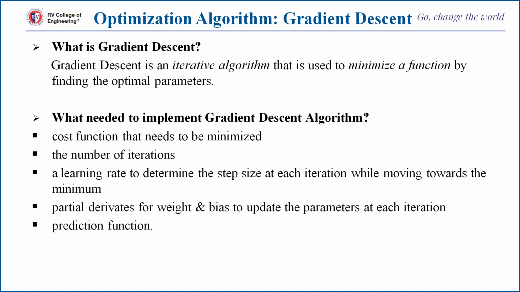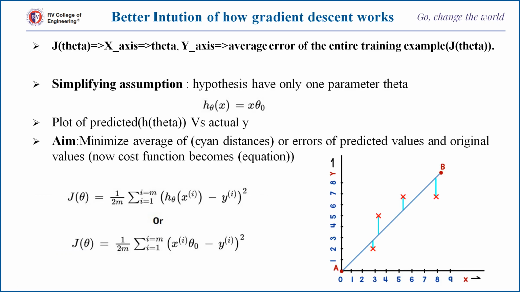The optimization algorithm used for this project is gradient descent. So what is gradient descent? It is an iterative algorithm that is used to minimize a function by finding the optimal parameters, the parameters for which cost is minimum. What is needed to implement the gradient descent algorithm? The cost function that needs to be minimized, the number of iterations, the learning rate to determine the step size at each iteration while moving towards the minimum, partial derivatives for weight and bias to update the parameters at each iteration, and the prediction function.